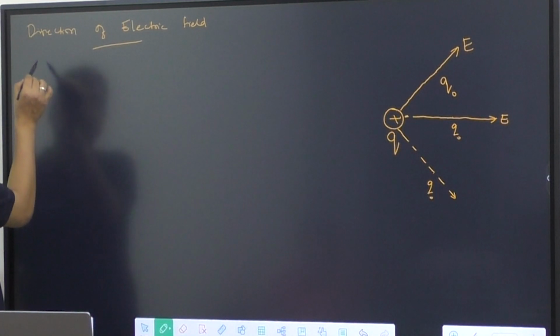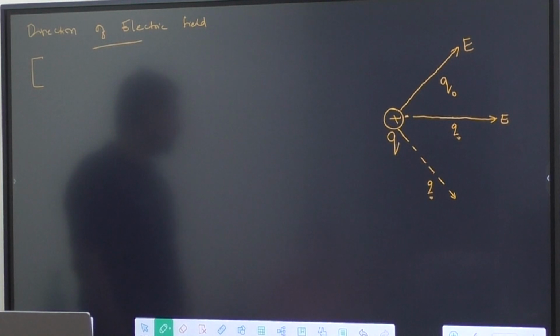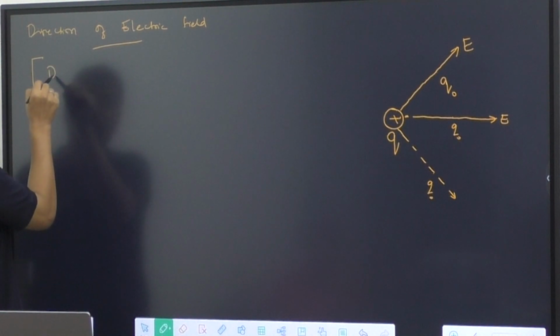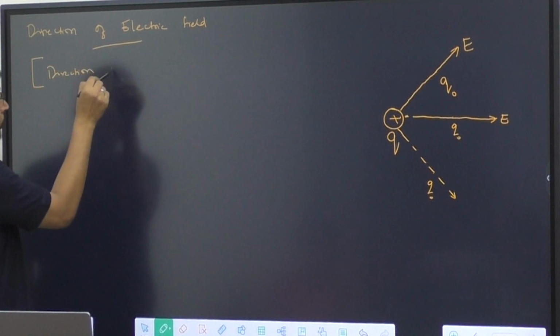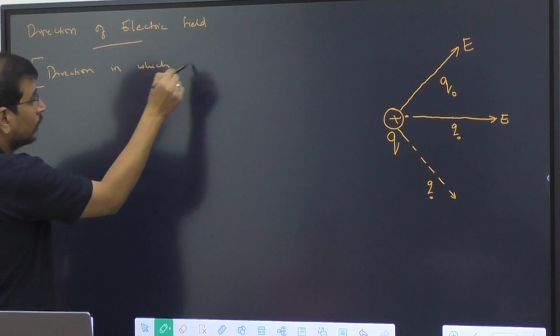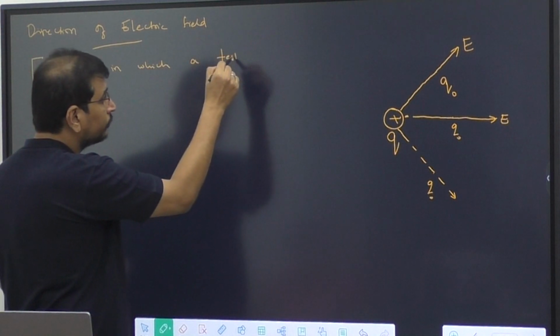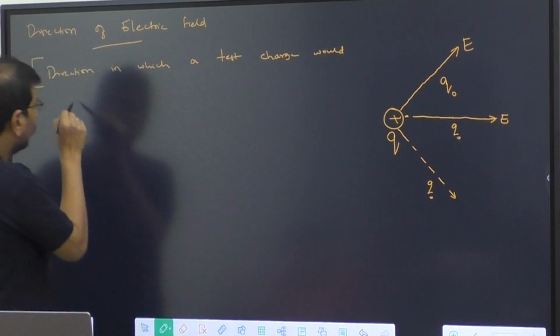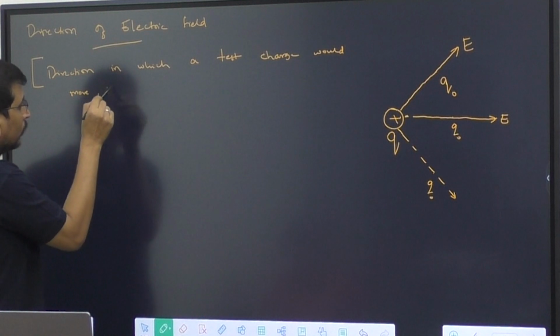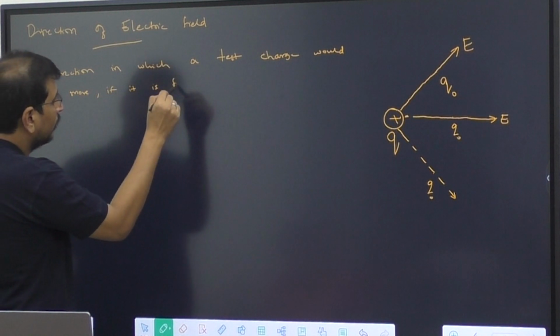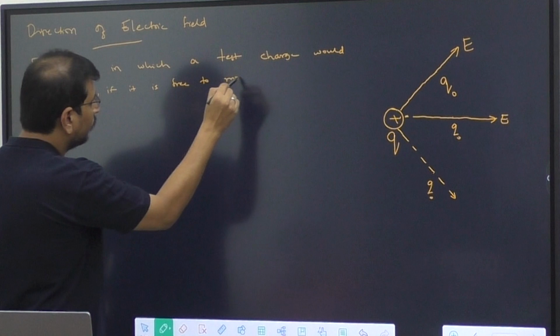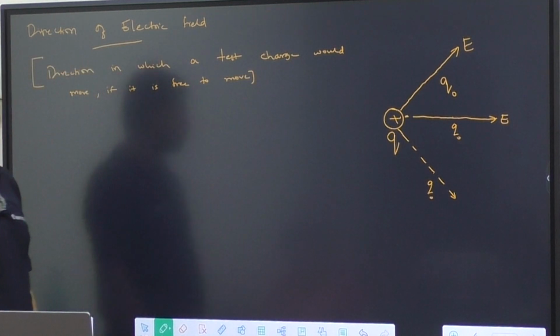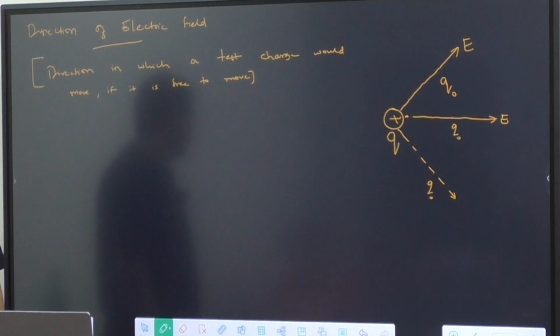So what is the important point that we need to make a note of here? Who decides the direction of electric field? The direction in which a test charge will move if it is free to move. Am I clear with this?